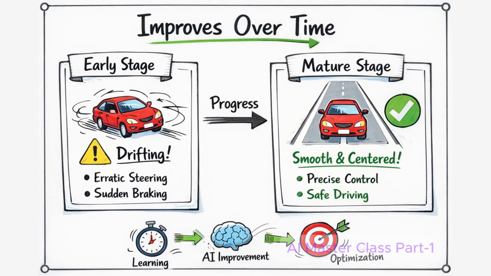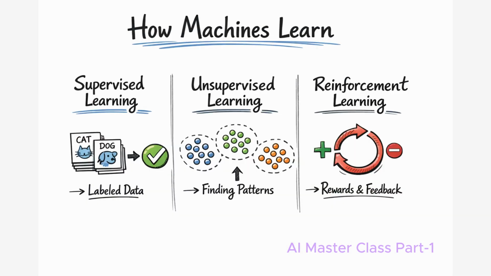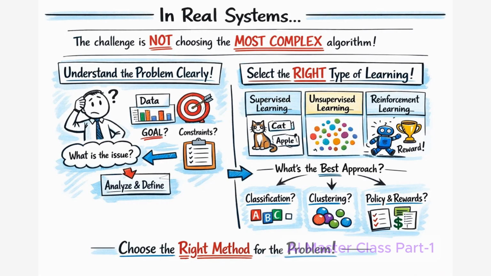Now let me summarize what we have discussed in today's session. Machine learning is simply the process of teaching machines to learn from data instead of hard coding rules. Depending on the type of data and the way feedback is provided, the learning can happen through supervised learning, unsupervised learning, and reinforcement learning. Each of these approaches solves a different kind of problem, and that is why there is no single machine learning technique that fits every use case. In real systems, the challenge is not choosing the most complex algorithm, but understanding the problem clearly and selecting the right type of learning for it.